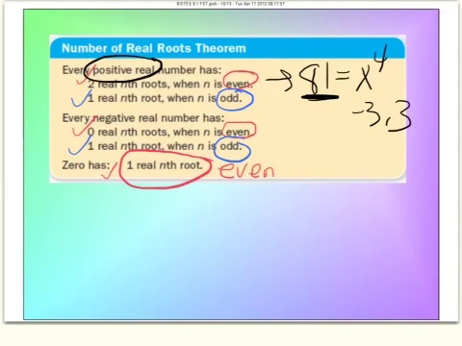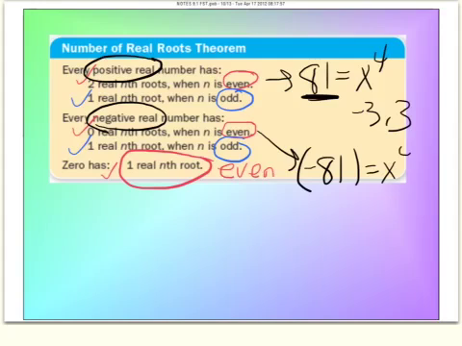Okay. Another example, they're saying, what if the number is negative? Fine. If the number was negative for the even case, we might have this: -81 equals x to the 4th. What number is going to give you 4 times a -81? They're saying there's 0. In this case, there's 0 roots.